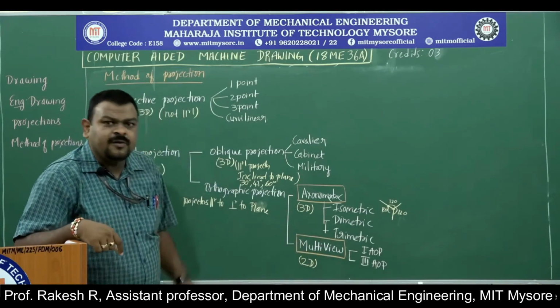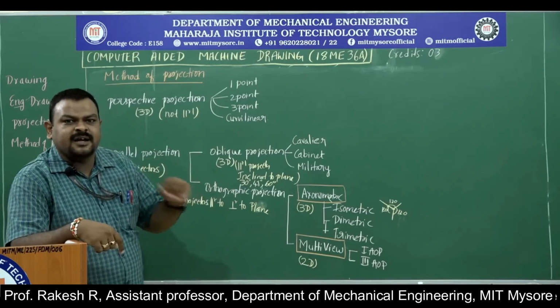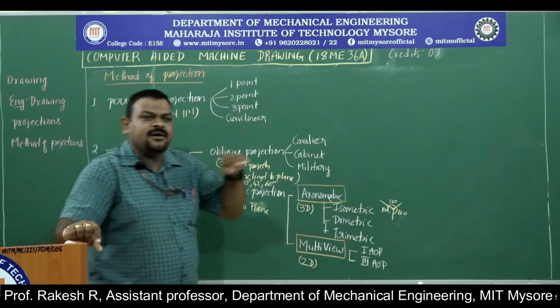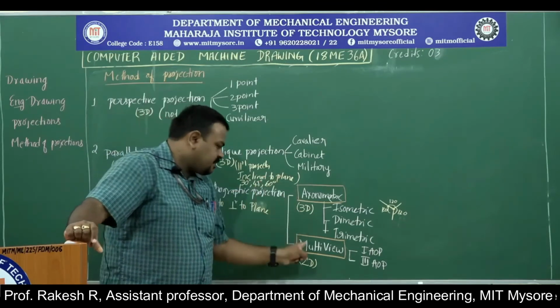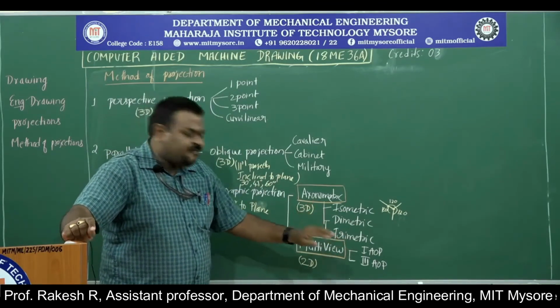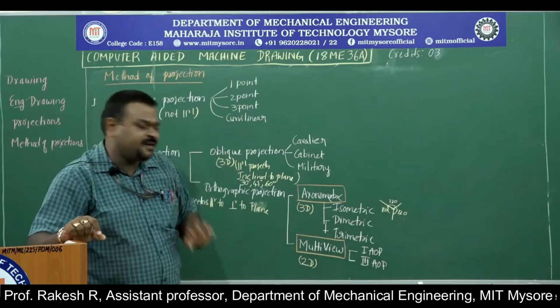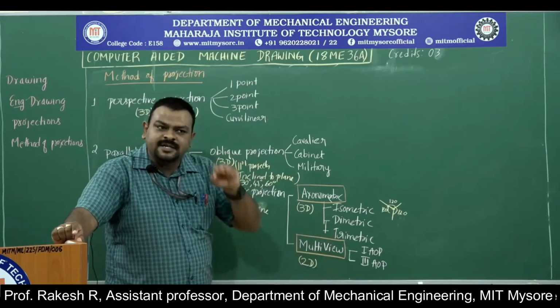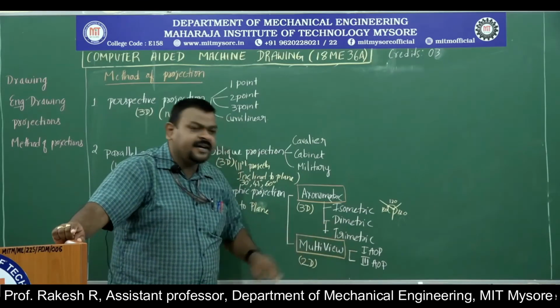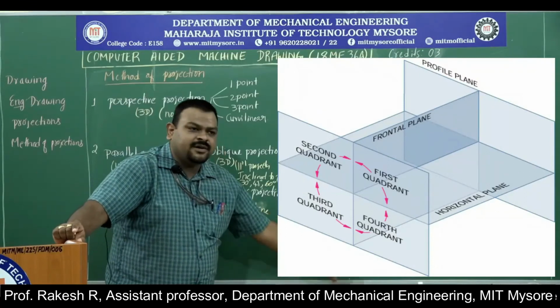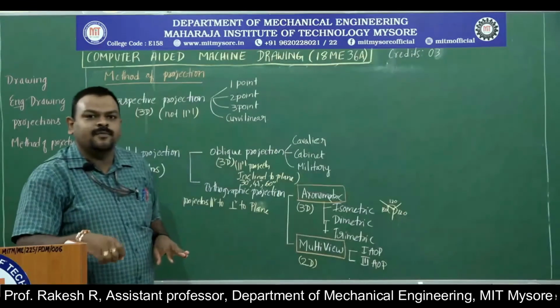As you already know, there are first angle of projection, second angle of projection, third angle of projection and fourth angle of projection. These are the different views, hence it is called multi-views. In first angle of projection, the representation of views is different. In second angle, the representation of views is different. Again in third angle, the representation of views is different. Like this, these are classified as multi-view projections.